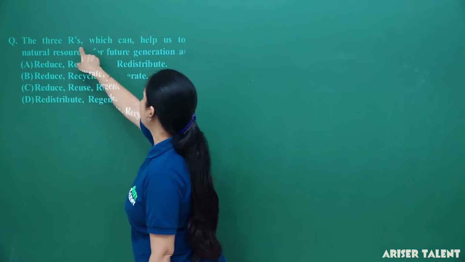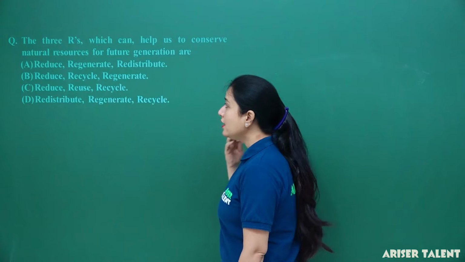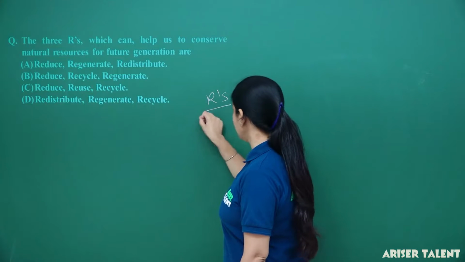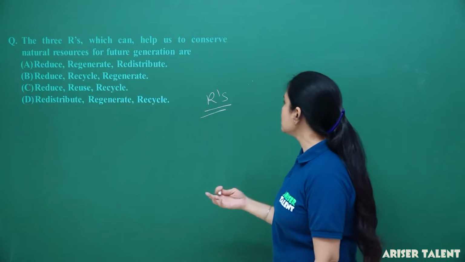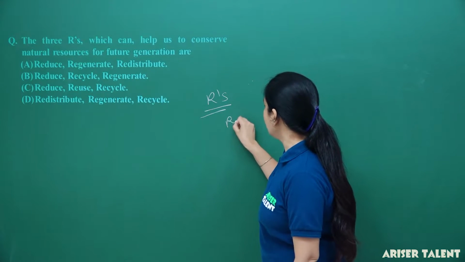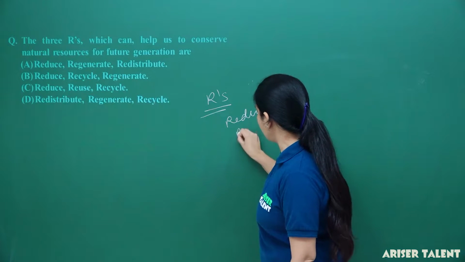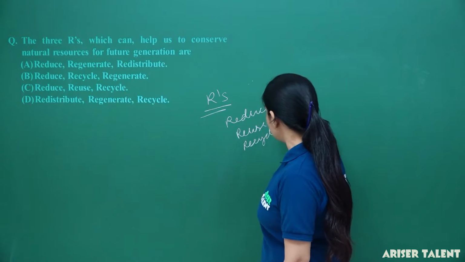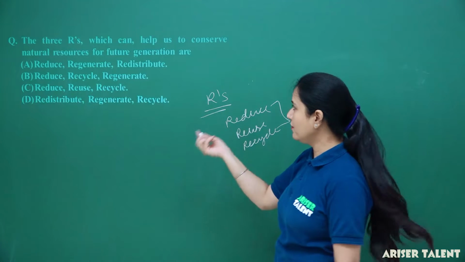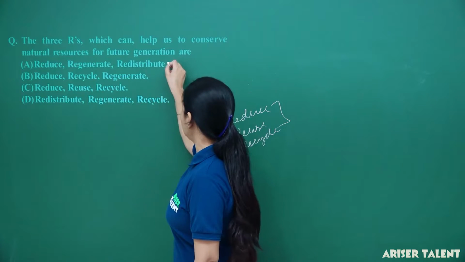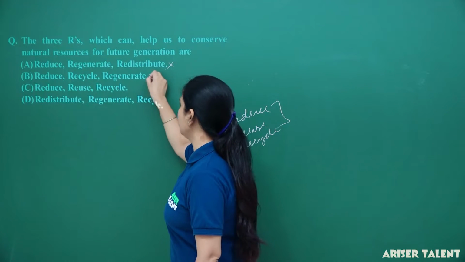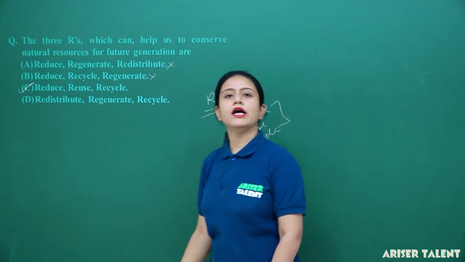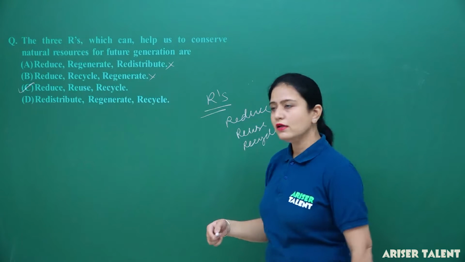The 3 Rs which can help us to conserve natural resources for future generations are... You have been studying these 3 Rs from the primary classes itself. The 3 Rs are reduce, reuse and recycle. Here we go with the options: reduce, regenerate, redistribute, wrong; reduce, recycle, regenerate, wrong; reduce, reuse and recycle, this is the correct option. The 3 Rs principle is reduce, reuse and recycle.